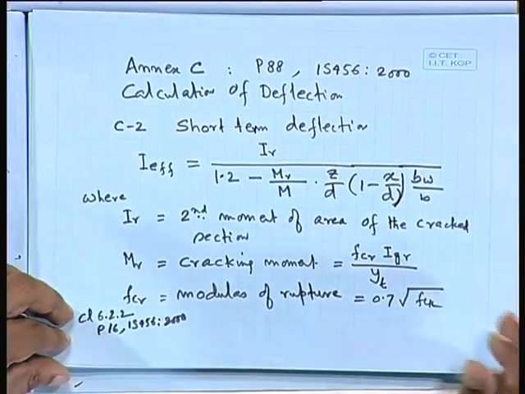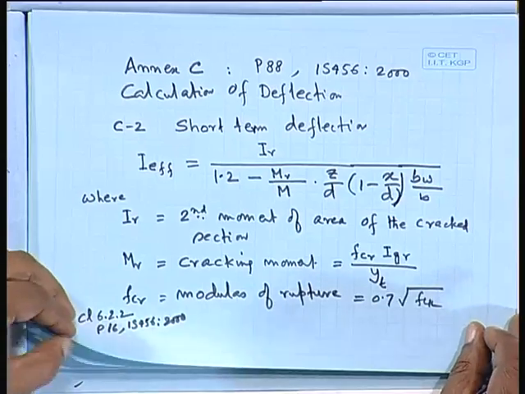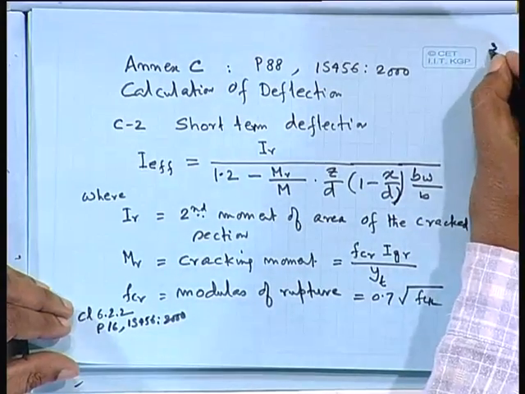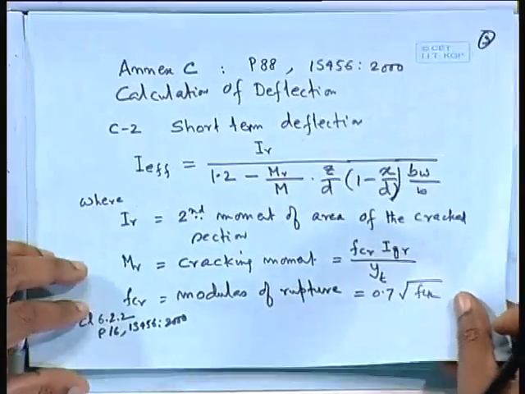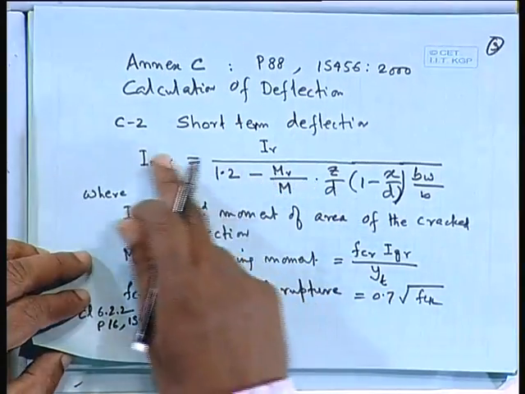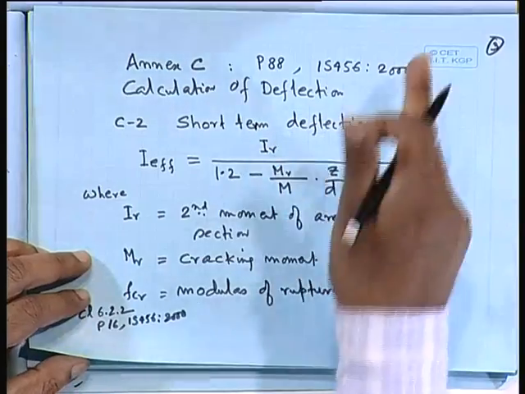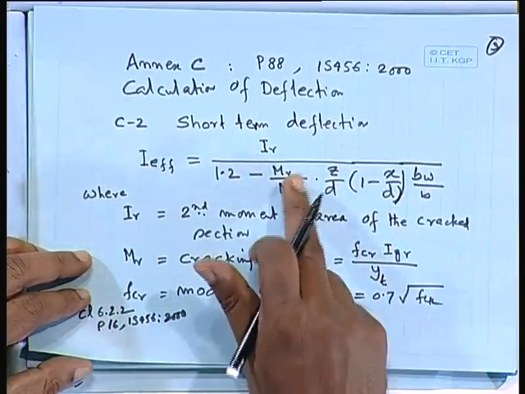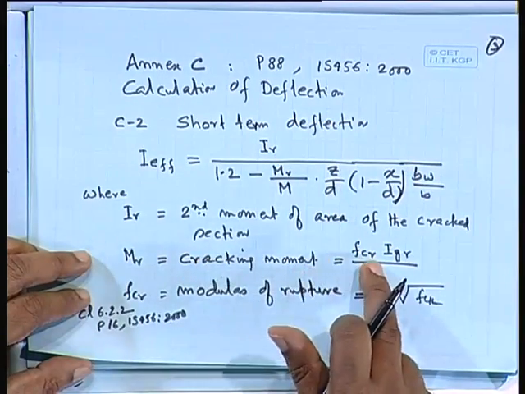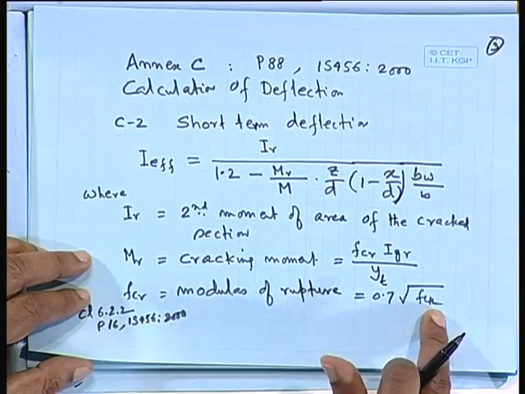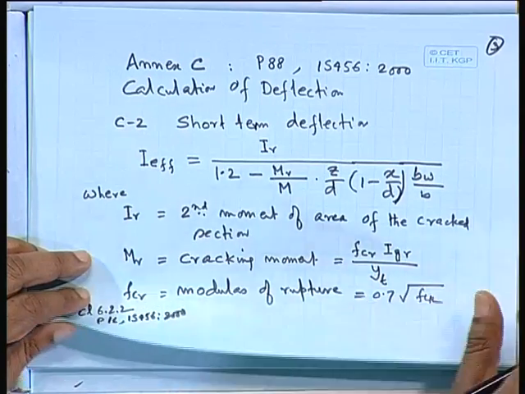Then FCR we know. What about IGR? So, our main difficulty here is to find out this I effective. IR we have to find out, that we shall show you with an example. MR, that is the cracking moment, so from there FCR we can directly get. So, if it is M20 grade of concrete, I can get FCR directly. What about IGR?